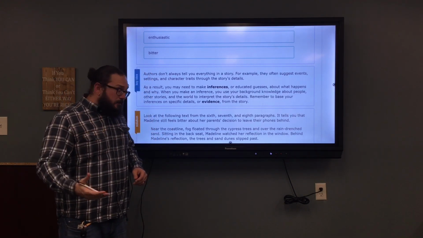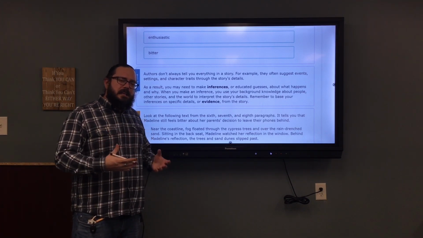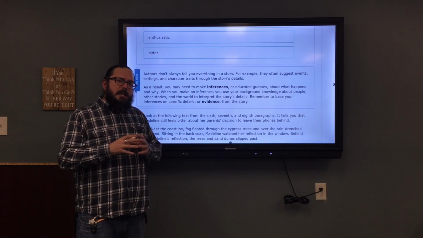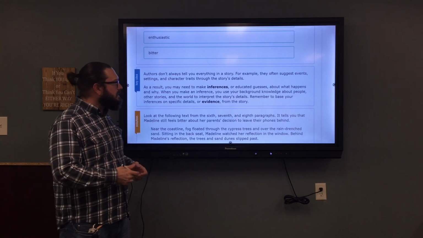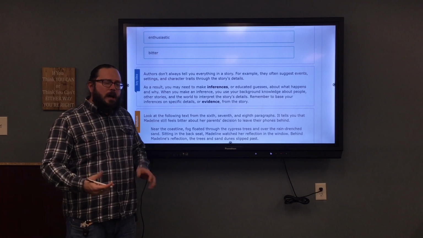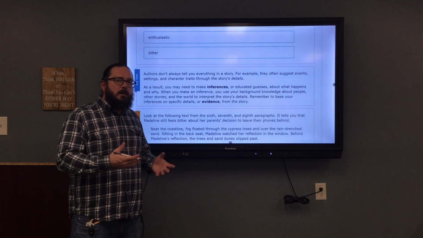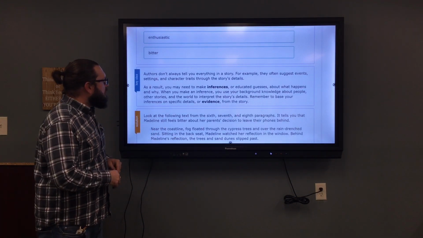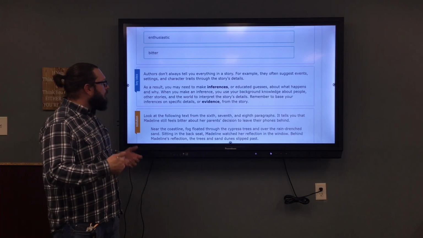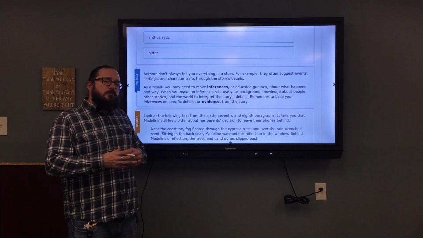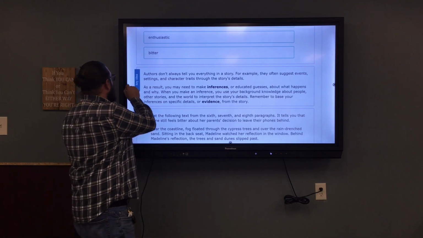So an inference is what we make when we take those details and come to a conclusion or make an educated guess, which is what an inference is, about what happens and why, where the story is set, the character traits that are possessed by the characters within the story. So when you make an inference, you're going to use your background knowledge about people and other stories, as well as your knowledge of the world, to interpret the story's details.